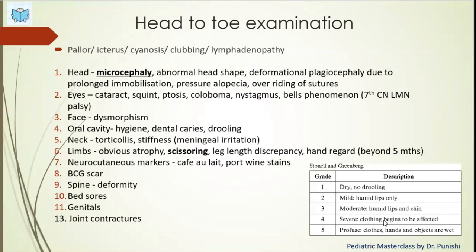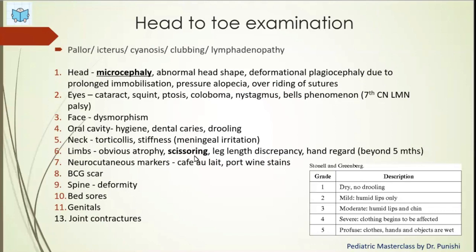So drooling is another commonly associated complication or comorbidity, as you might call it, in a case of CP. Drooling is something that the parents often complain of. So physiotherapy and occupational therapy need to be done for oromotor stimulation to take care of drooling as well. Okay. Neck torticollis or stiffness, limbs, whether there's any obvious atrophy, diffuse atrophy, scissoring.